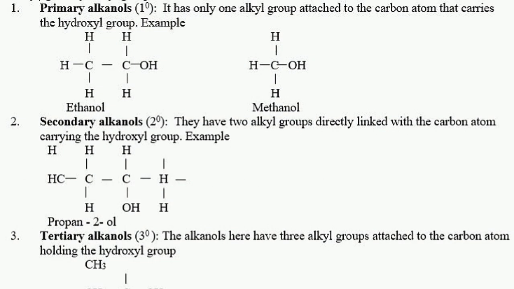Okay, now the types of alkanols, there are 3 types of alkanols. We have the primary alkanol, the secondary alkanol, and the tertiary alkanol. A primary alkanol has only one alkyl group attached to the carbon atom that carries the hydroxyl group. A secondary alkanol has 2 alkyl groups attached to the carbon atom that carries the hydroxyl group.